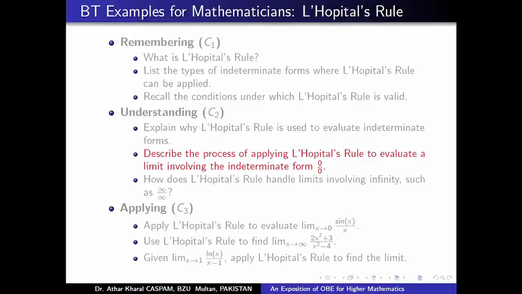Similarly, describe the process of applying L'Hopital's rule to evaluate a limit involving the indeterminate form 0 over 0. Similarly, how does L'Hopital rule handle limits involving infinity, such as infinity over infinity? Now, this is in fact a technical paragraph type reply, which has to be very precise, and the student should collect all those forms in his brain which are involving infinity one way or the other. And then he should draw the common pattern hidden behind all the infinity forms. Now, this is a higher level of human brain.